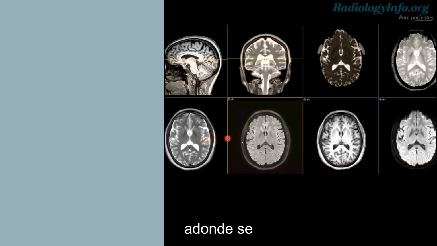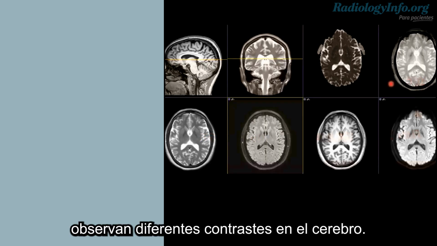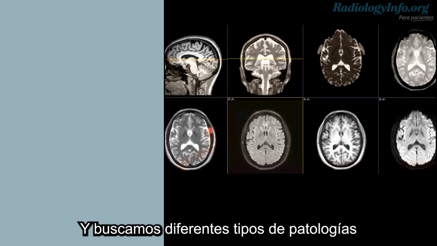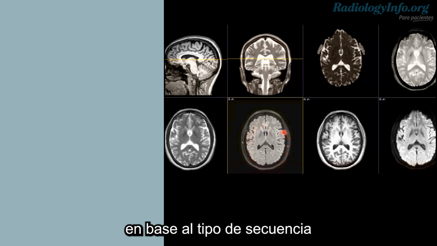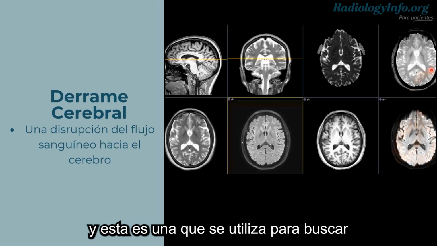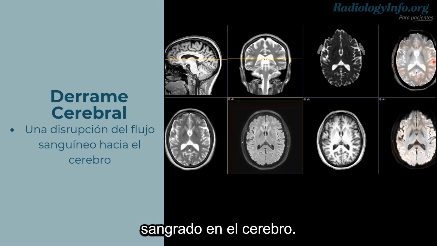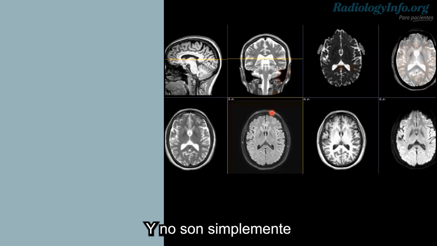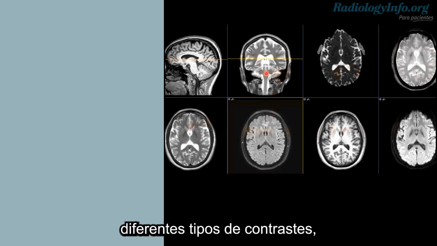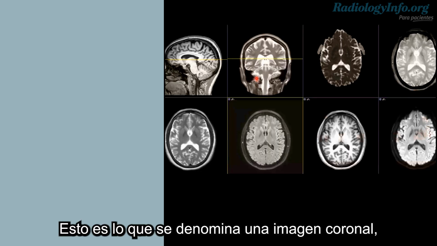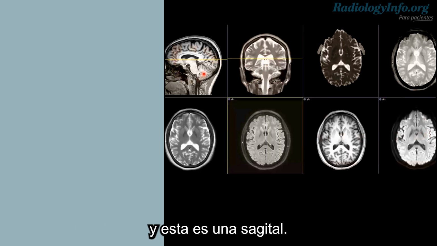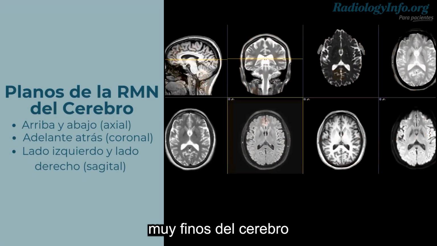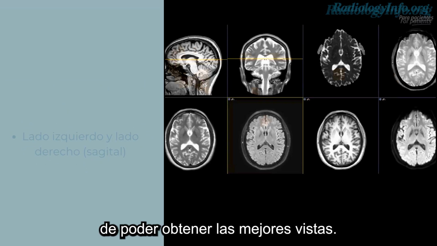You can see here that there are different contrasts of the brain, and we look for different kinds of pathology based on the type of sequence that's involved. For example, this sequence we use to look for acute strokes in the brain, and this is one that we use to look for bleeds in the brain. They're also not just different contrasts, but also different angles of the brain. These are what we call axial images. This is what we call a coronal, and this is a sagittal. So we're slicing through the brain at different angles so that we get the best view.